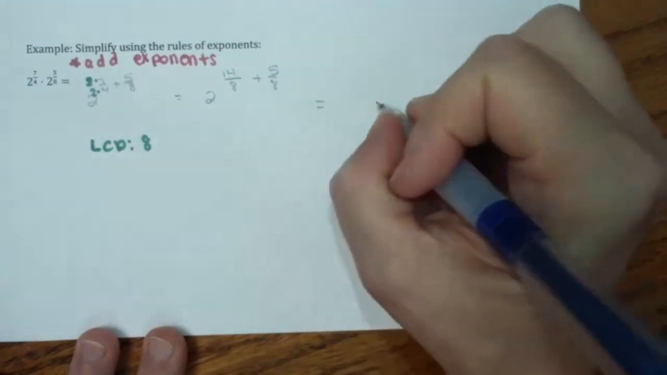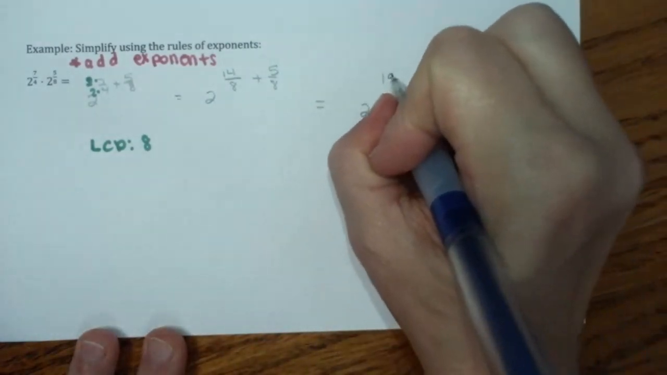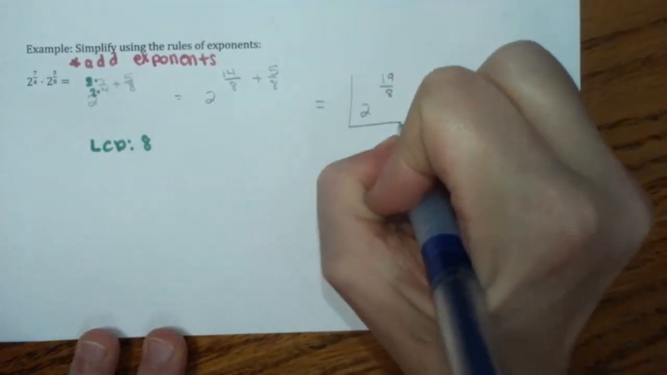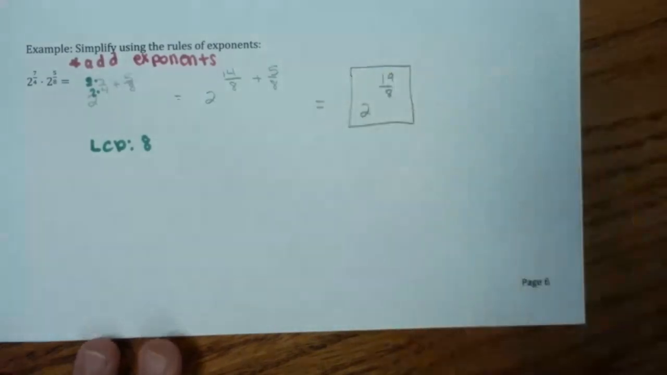14/8 plus 5/8 would give us 19/8. So 2 to the power of 19 over 8. Everything simplified, positive exponents, we're done. 2 to the power of 19 over 8.